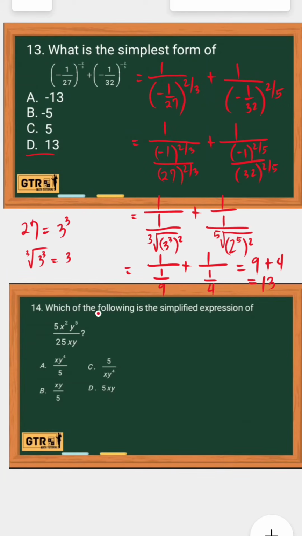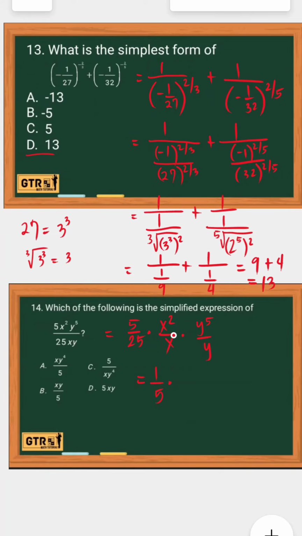Okay, next, number 14. Which of the following is the simplified expression of 5x squared y to the fifth all over 25xy? So, to solve this, simpleng law of exponent lang to, quotient law lang. So, pag hiwa-hiwalayin lang natin, 5 divided by 5 over 25. So, para malinaw, pag hiwa-hiwalayin natin, x squared over x times y to the fifth divided by y. Okay, so first is 5 over 25. So 5 over 25, that is equivalent to lowest term divide pareha sa 5. So magiging 1 over 5 times x squared over x.